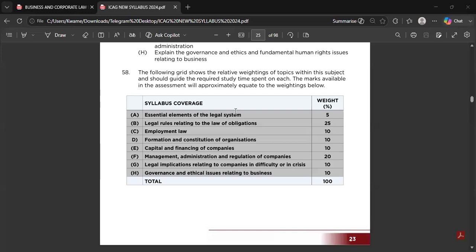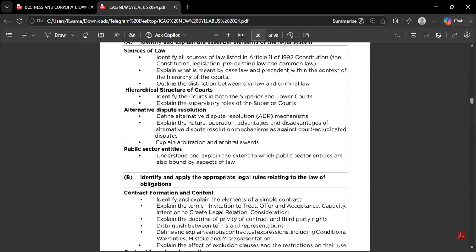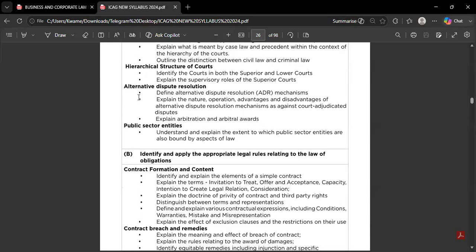Then for the second topic, which has to do with legal rules relating to the law of obligations. When we talk of the law of obligations, the source of law, like I said, under the legal system you also have the ADR, that's alternative dispute resolution. That has to do with other conventional ways to settle disputes apart from going to the law court. That's where we have reconciliation, arbitration, mediation, negotiation, and what have you.